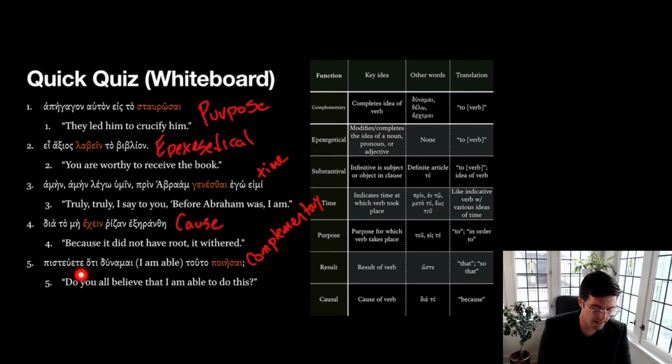So do you all believe that I am able something? And then we get the something with the poiesai to do this. So notice here that our infinitive is poiesai, and I normally mark an infinitive with 2 underlines. And touto is going to be the object of the infinitive, the object of the doing. It's accusative. It's a neuter accusative singular. So by form, it could be the subject or the object of the infinitive, but it doesn't make any sense as the subject. So it must be the object here. Do you all believe that I am able to do, poiesai, this as the object?